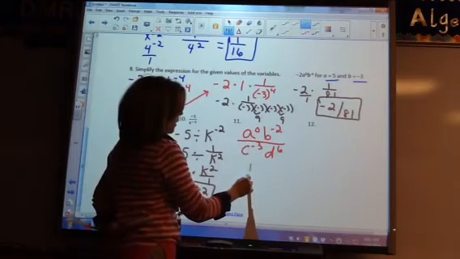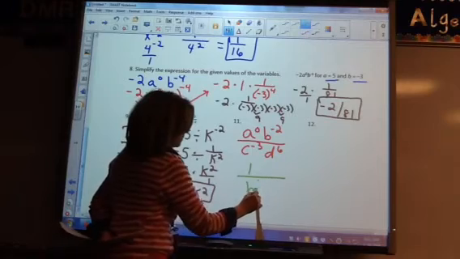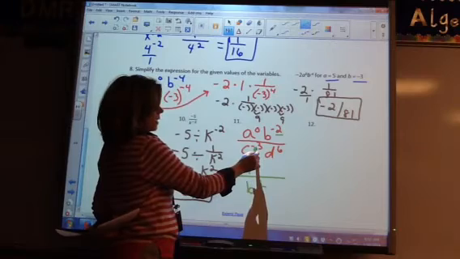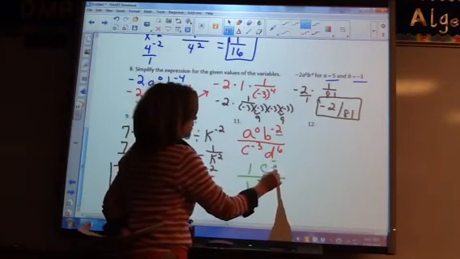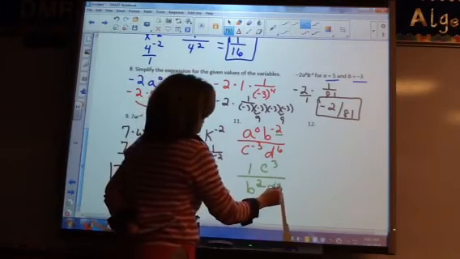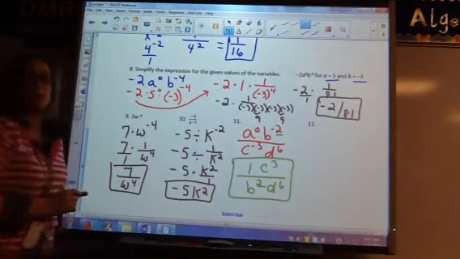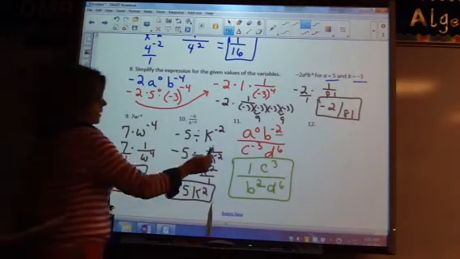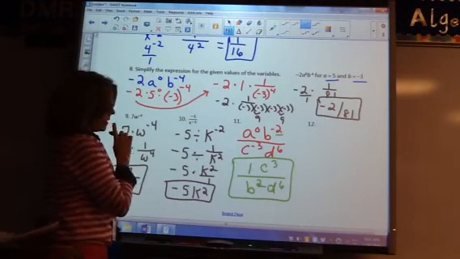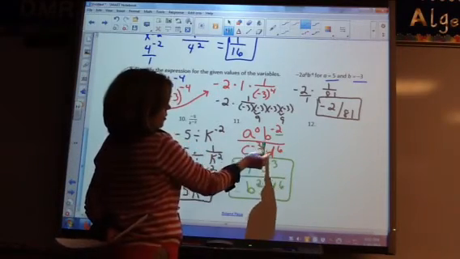A to the 0 is 1. B to the negative 2 is going to go to the bottom, and then you're going to change that exponent to a positive, okay? C to the negative 3 is going to go to the top, and you're going to change that exponent to a positive. D to the 6 stays on the bottom. Okay? If you don't see it this way, you can multiply it out and do your computation this way, but what you want to understand is when you have negative exponents in a fraction, they just switch.